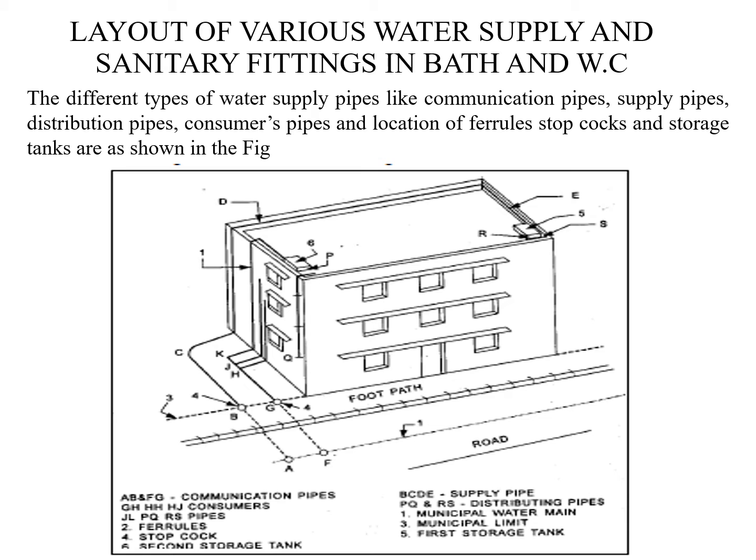One is the municipal water main line. So one is the municipal water main line here, and 3 is the municipal limit that we are having. So the location of this is the municipal limit, and 5 is the first storage tank. You can see this, 5 is the first storage tank. So these are some different water locations, the different components of a water supply and sanitation system.